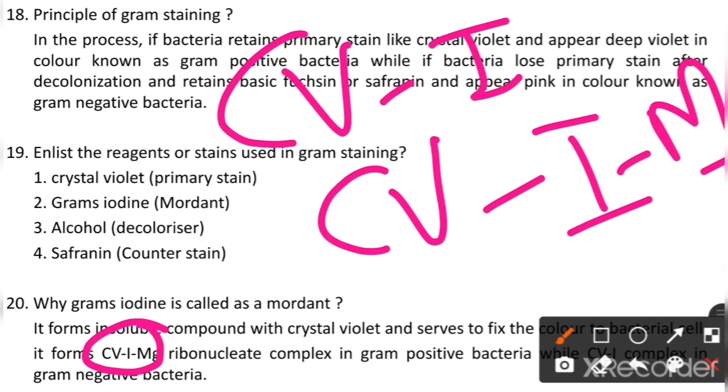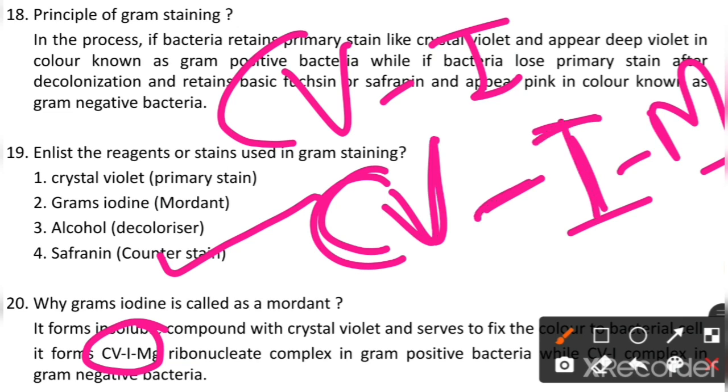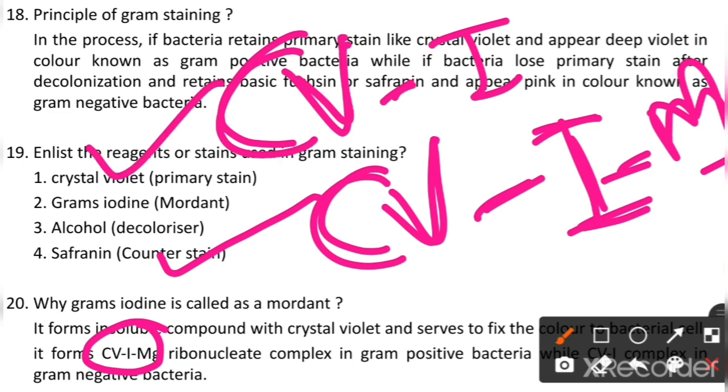See, the Gram's iodine is called a mordant because it forms an insoluble compound with the crystal violet and serves to fix the color to the bacterial cell. And in the gram positive bacterial cell, it forms the CV, the crystal violet, iodine and magnesium complex, while in the gram negative bacterial cell, it forms the CV, that is crystal violet and iodine complex.